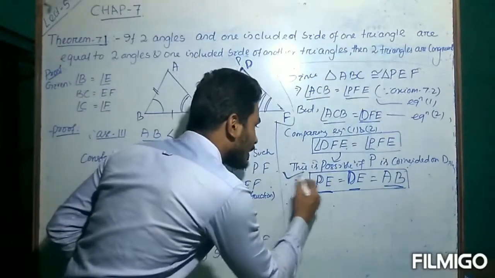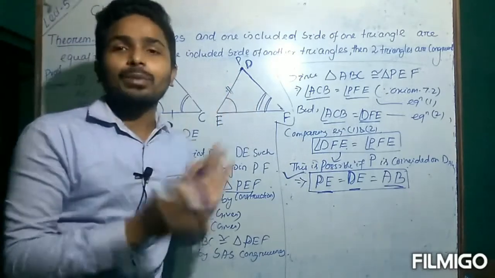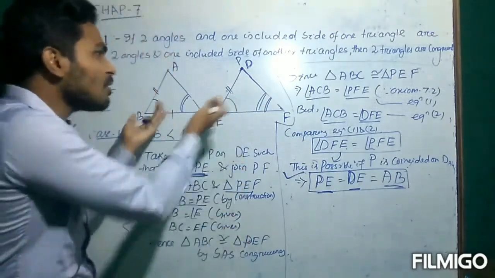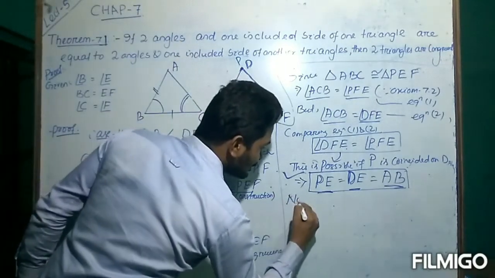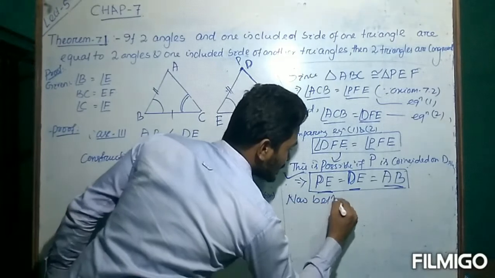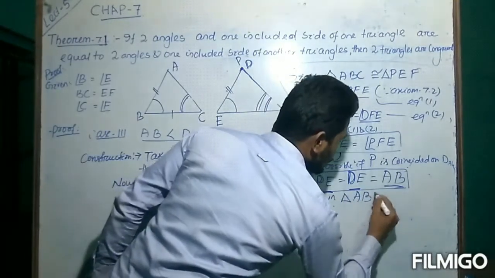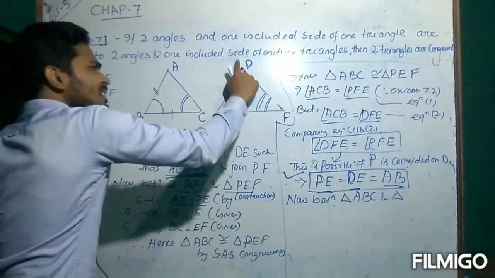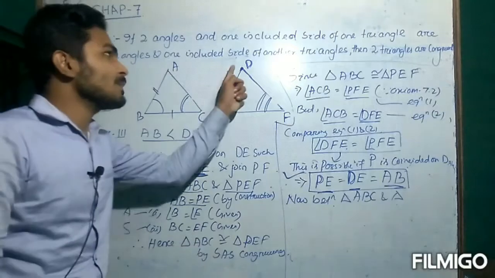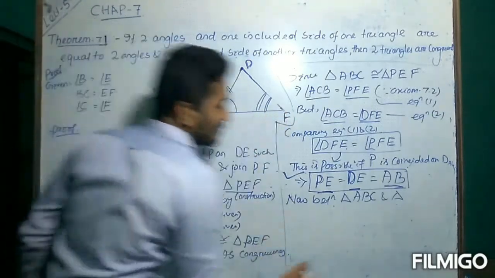This is the most important clue that we need. Now we can easily prove that these two triangles will be congruent. Okay, how? By comparing them. Let's compare. So, now between triangle ABC and triangle DEF. Now this P can be erased. Why? Because P and D are the same point. So, ABC triangle and DEF triangle.